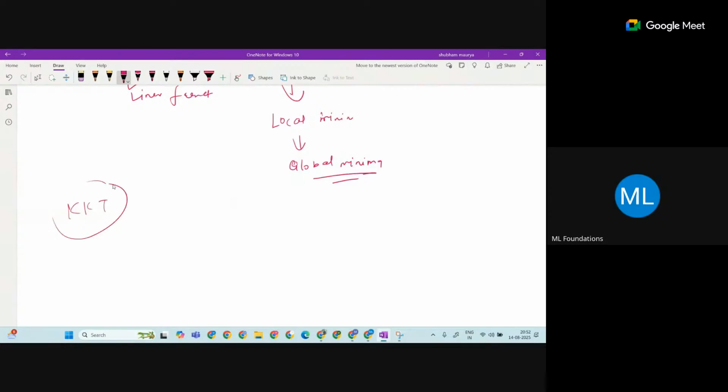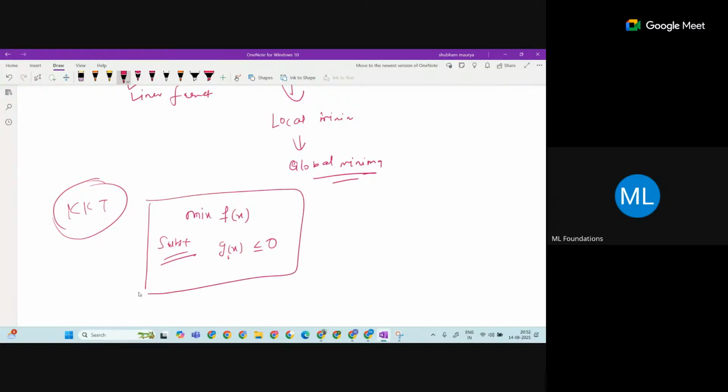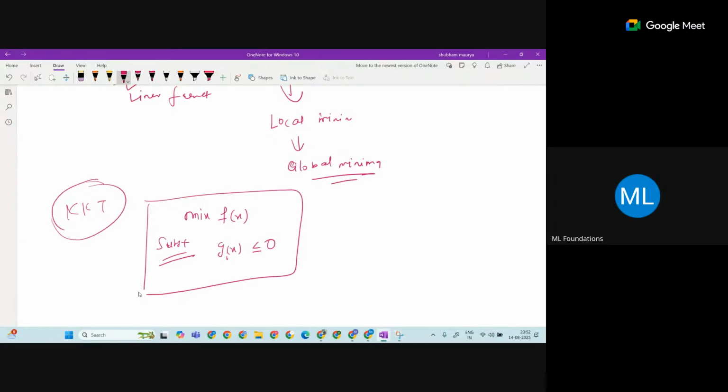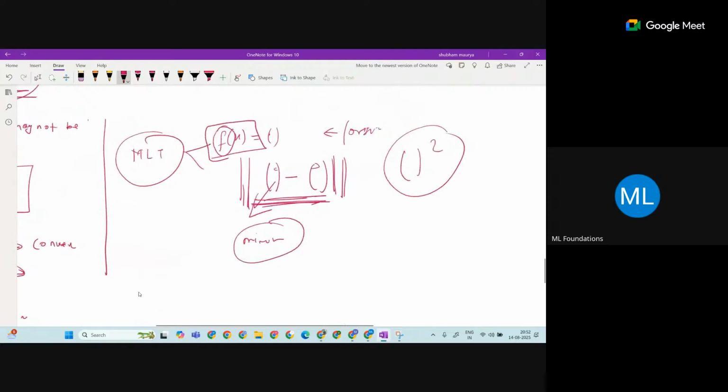So I will move to the KKT now. In KKT, we are only solving this kind of minimization problem, constrained optimization, where your g(x_i) is subject to constraints. We generally minimize our problem. We are studying here only the minimization problem, because our whole MLT is on minimization.